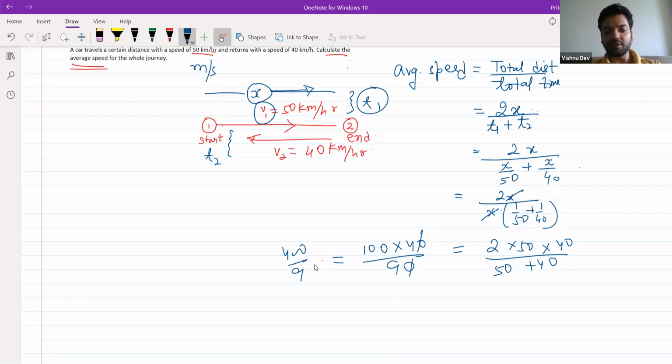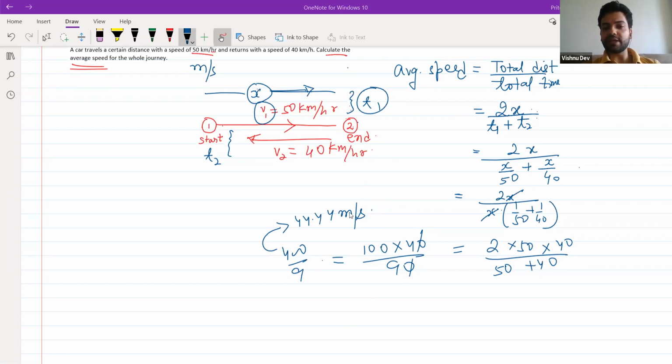400 by 9. Any one of you getting 400 by 9? If you make it into decimal, you will get 44.44, and the unit will be meter per second. Exactly. Yes, Varun, I can see. Shivansh. All right, good. So I hope this question is understandable to all of you. Any one of you who didn't understand this, let me know.